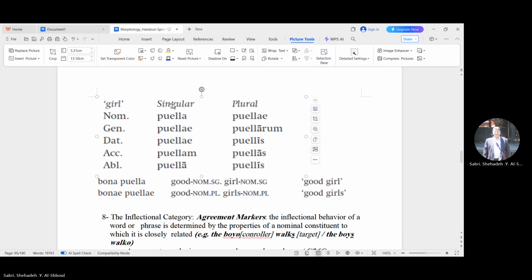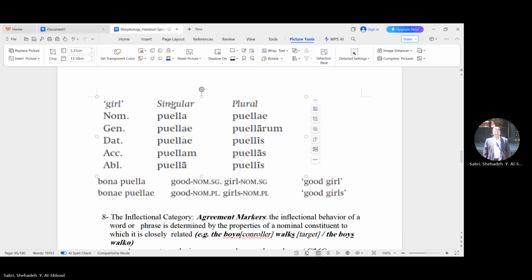dative singular puellae, dative plural puellis, accusative singular puellam, accusative plural puellas, and finally ablative singular puella, and ablative plural it is puellis. Here, dear students, the idea that we should bear in mind is that this language believes in agreement of the derivative inflectional markers.